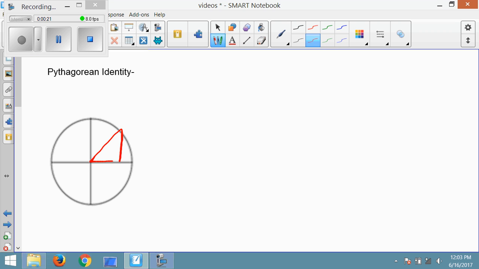Think about your triangle. This is your x, this is your y, and this is your radius. In our unit circle, that radius is 1. So technically, we would have x squared plus y squared equal 1. But if you remember, x is cosine and y is sine.